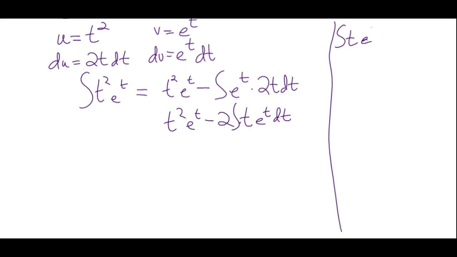You took a 2 out? Yeah, take the 2 out. It's just a constant, right? Okay. So we want to work this guy out. So we're going to say u equals t. du is equal to 1 dt. We're going to say dv is equal to e to the t dt. So v is e to the t.